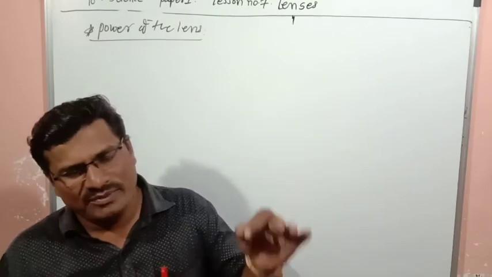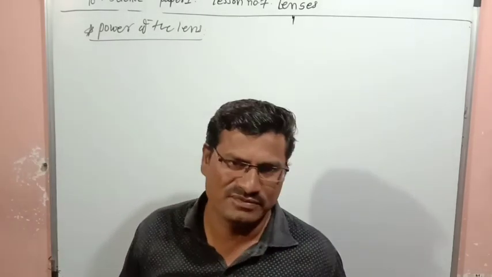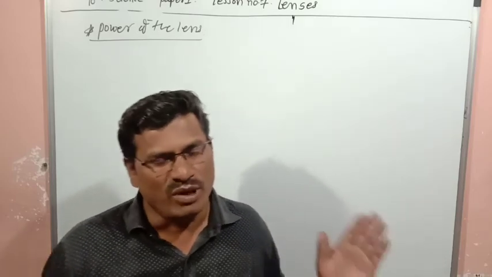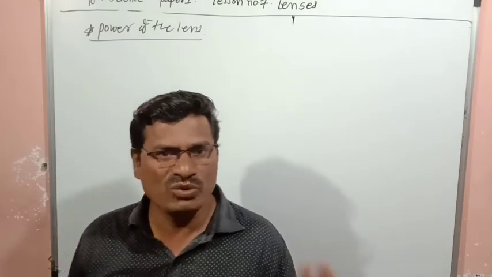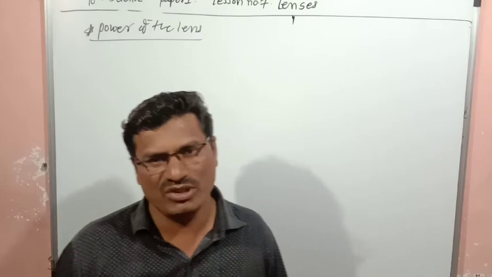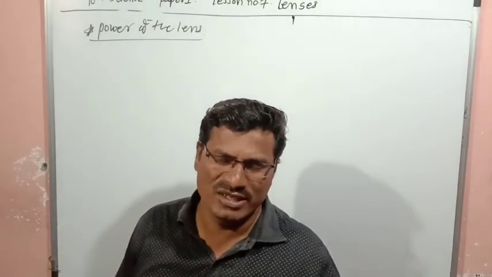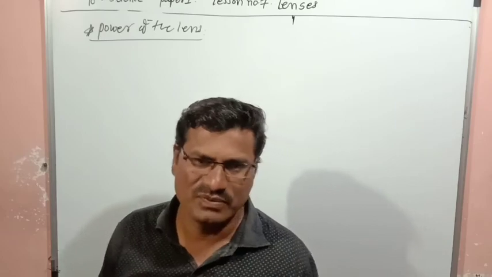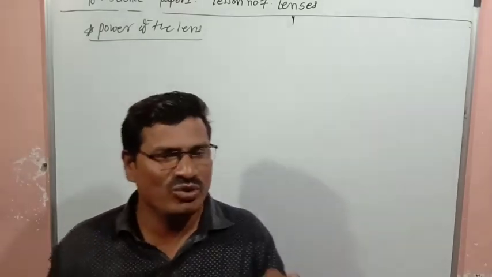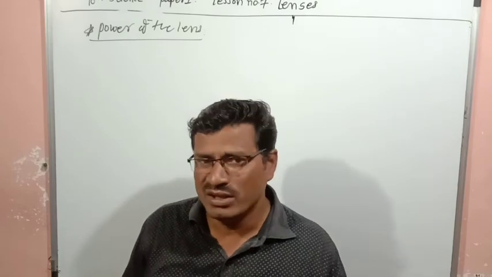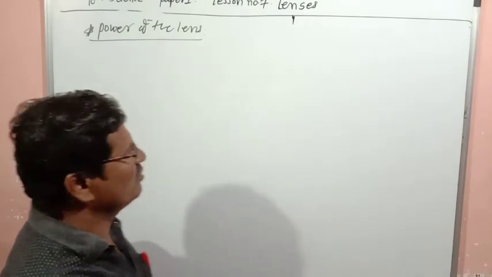Power of the lens depends upon focal length. Power of the lens is the inverse of the focal length. That means P is equal to 1 upon F. Another thing is the unit of power is diopter. So that point we are going to write.